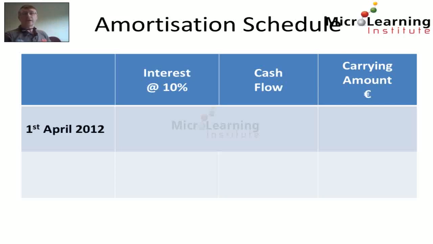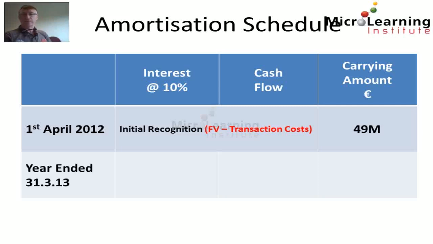So the initial recognition of the financial liability on the 1st of April 2012, and again we know that a financial liability is initially recognized at fair value less transaction costs. The fair value is 50 million and there was 1 million in costs. So the initial recognition is 49 million euros. For year end, the 31st of March 2013, we accrue interest at the effective interest rate, which we're told is 10%. So the interest charge that goes to the P&L is 4.9 million euros.